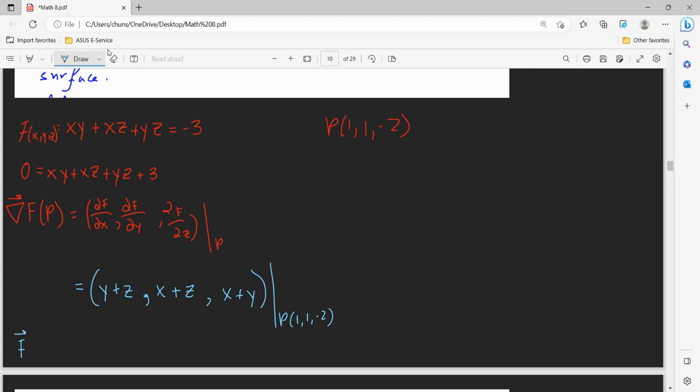And this means the gradient is equal to, so y is 1 plus z is negative 2. So this is negative 1. This is also going to be negative 1. And this is going to be 2. Okay, so that is it for our normal. So let me just replace that. This is our normal vector.